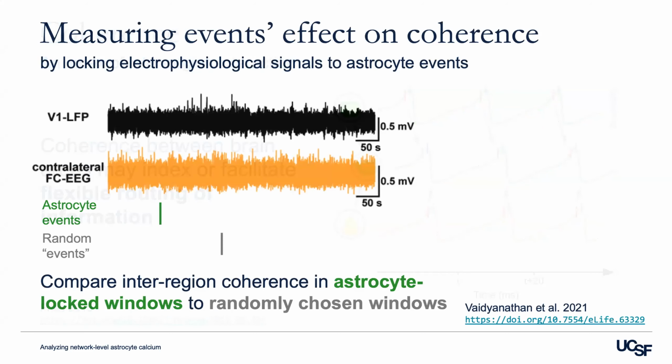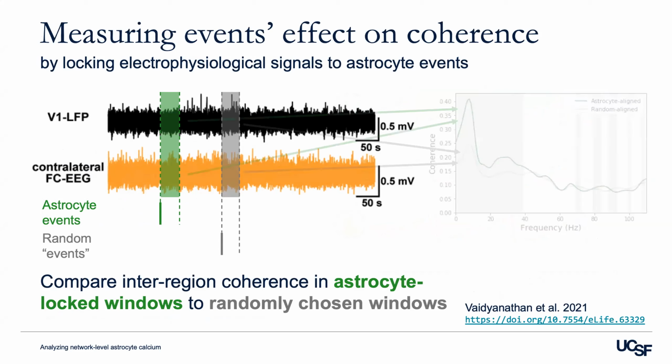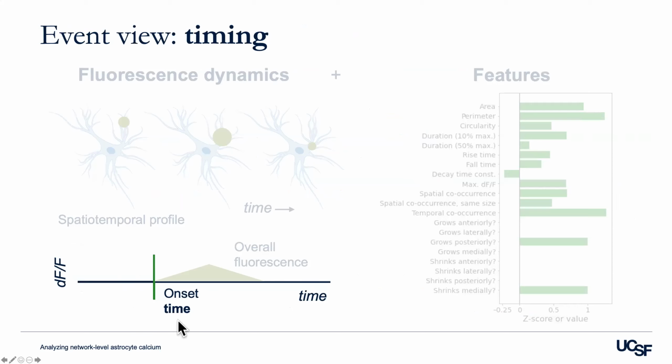So in order to investigate this, what we did was we looked at windows around astrocyte events and windows around randomly selected events that had nothing to do with astrocytes. And we computed coherence between the two signals, the local and the more distant signal, in windows that were chosen on the basis of those two alignments. So in this particular case, our view of the events is just the onset time of the event itself. So we've compressed down all of the information of the fluorescence dynamics of the astrocyte behavior down to a single time point representing the onset of the event.